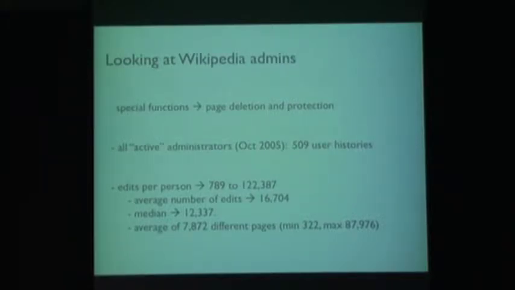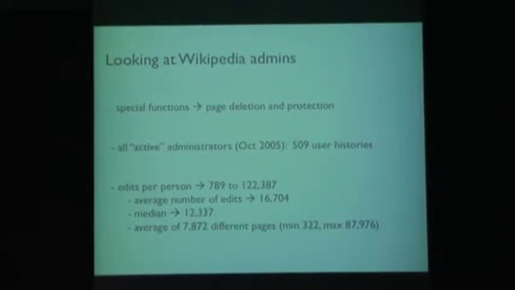And the thing is that they get access to a bunch of different kinds of functions. They can delete pages, they can protect pages. Their edits per person tends to be really, really high. So, we had someone in our data set who had over 100,000 edits, which turned out to be, for the period of time we were looking at, one edit every 10 minutes, 24 hours a day for years. So appreciate that next time you're on Wikipedia.